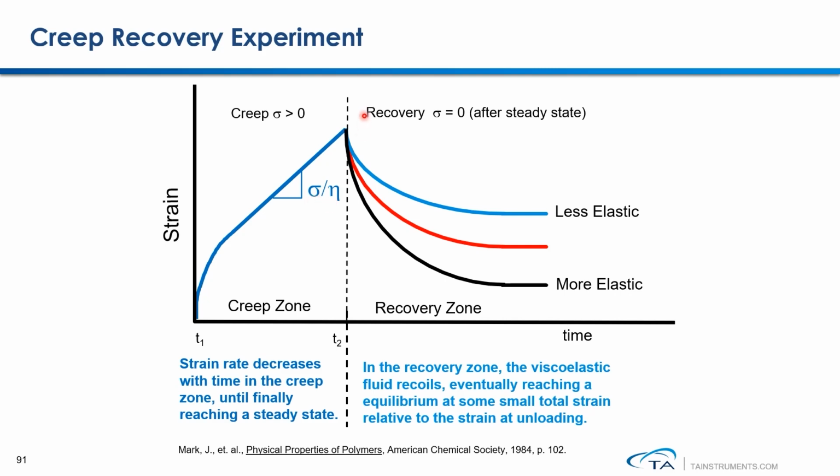In the recovery zone, the amount of strain that can be recovered directly correlates to your sample's elasticity. If you can achieve a lot more recoverable strain, that means this sample is more elastic. If you are not able to achieve more recoverable strain, if you have less strain recovery, that means this sample is less elastic, more viscous. So the recovery zone is very sensitive to differentiate sample's elasticity.